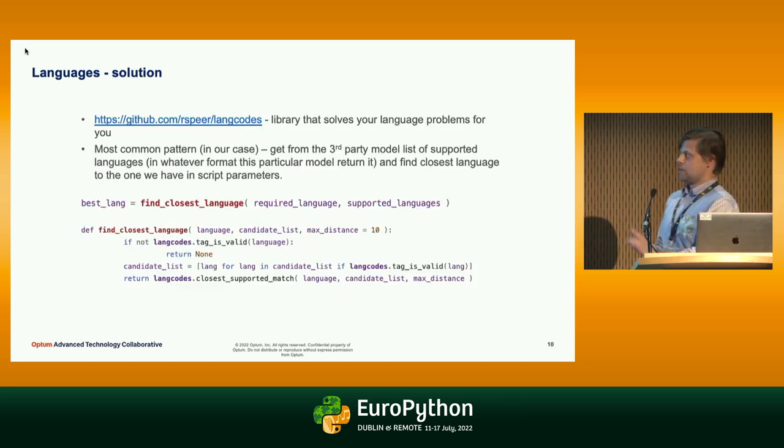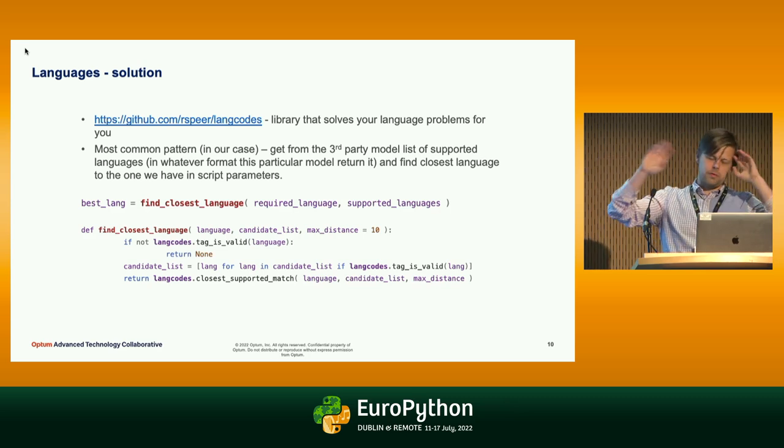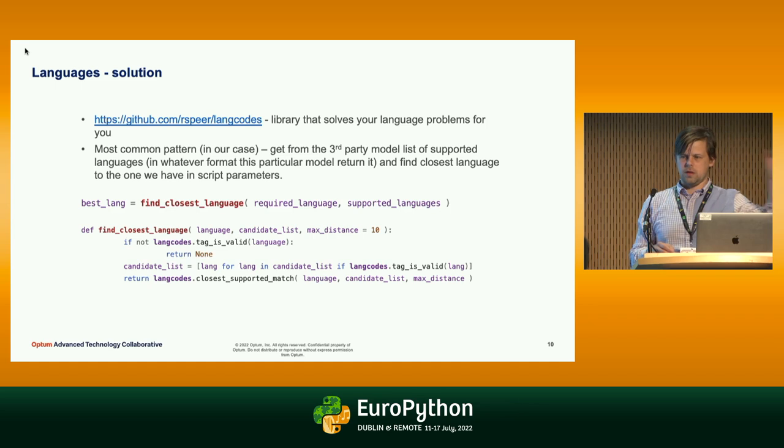Luckily, there are people out there who not only complain like me about the problem, but do something about it. There's a library called LangCodes that solves it for you. The way we use it, again, we try not to think about what language people pass to us. We have a model with a list of supported languages in whatever format they prefer, and a language that we want to evaluate, so we just write a function that finds the closest language and then use it.